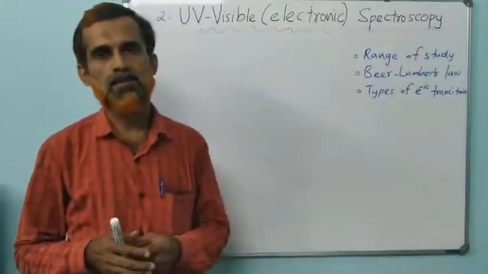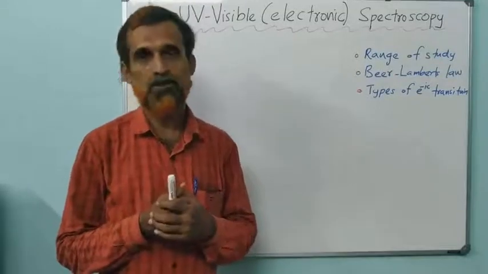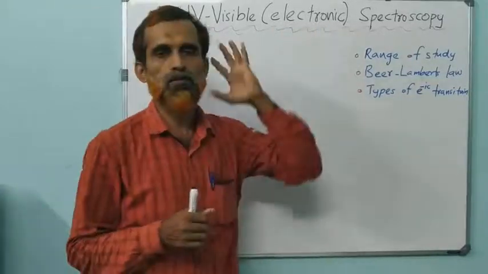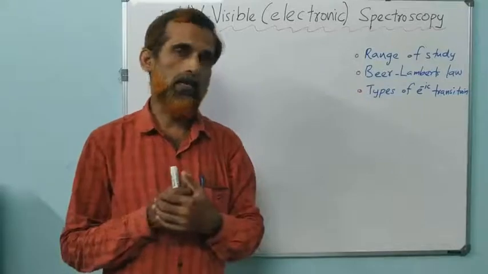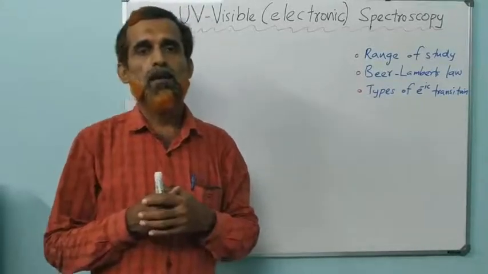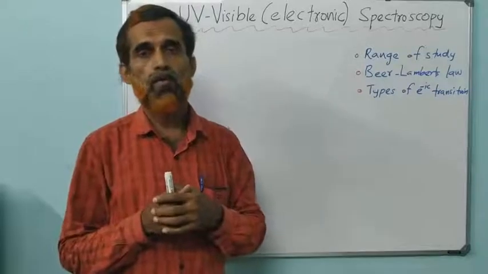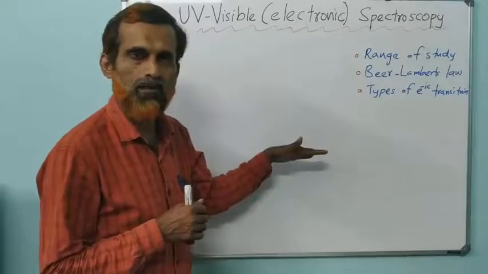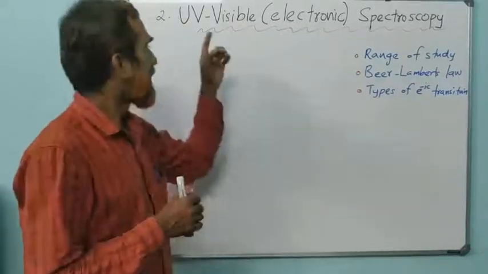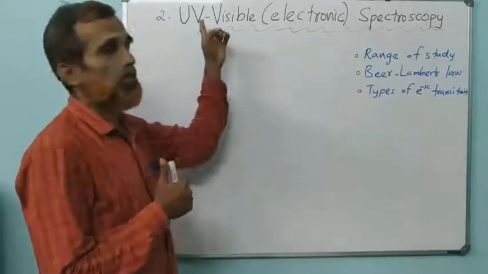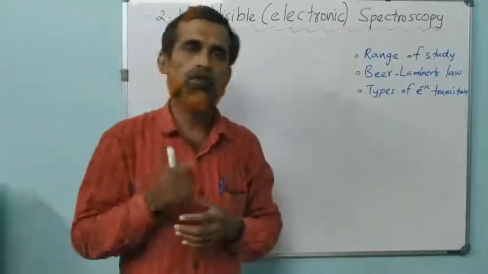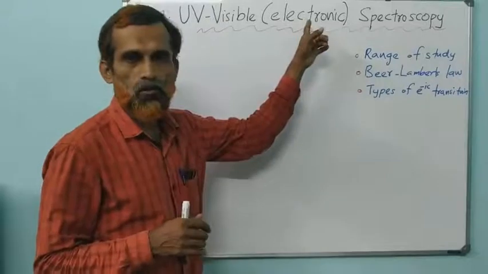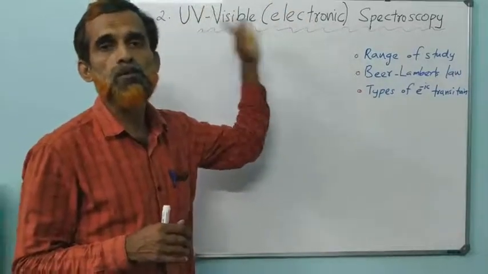Today we discuss the second type of molecular spectroscopy in detail, that is UV visible or electronic spectroscopy. In the introductory classes we have seen that in a molecule, when electronic transition takes place from lower electronic level to higher electronic level, the radiation absorbed is from UV visible region of electromagnetic spectrum. That is why these synonyms. Electronic spectroscopy is also called UV visible spectroscopy.